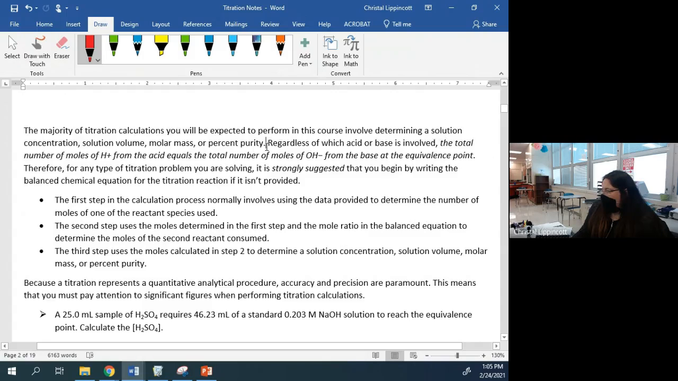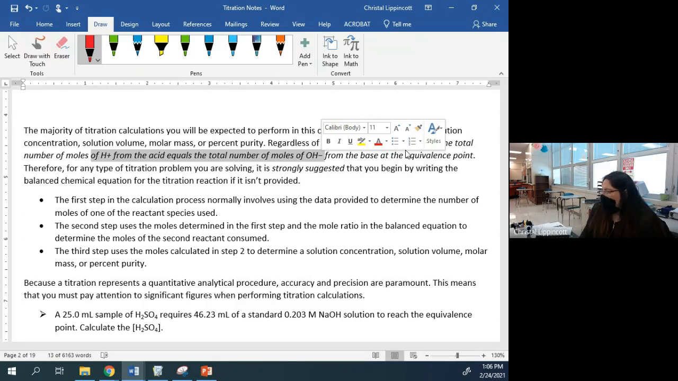Regardless of whether it's an acid or a base, the total number of moles of hydrogen from the acid equals the number of moles of OH from the base at the equivalence point. So the equivalence point is where the number of moles of your H plus and the number of moles of your OH are equal, okay? So any type of titration that you're working on, you really want to start with that balanced chemical equation, okay?